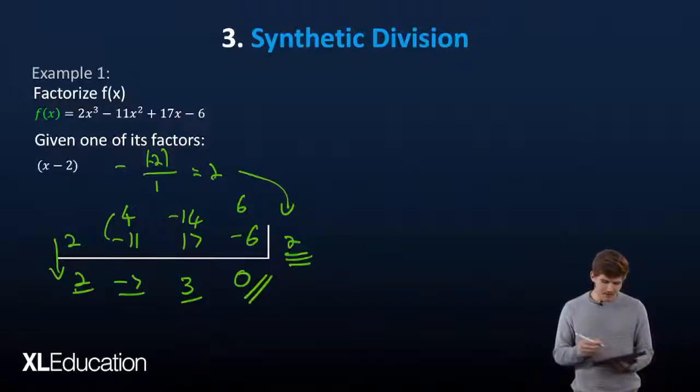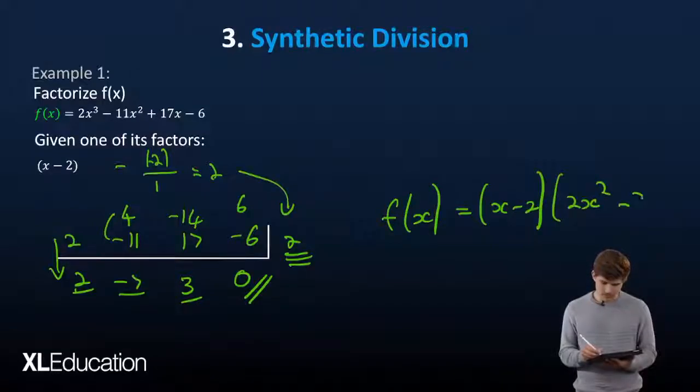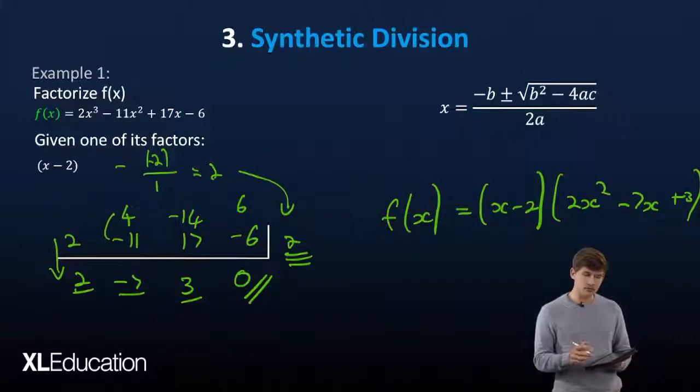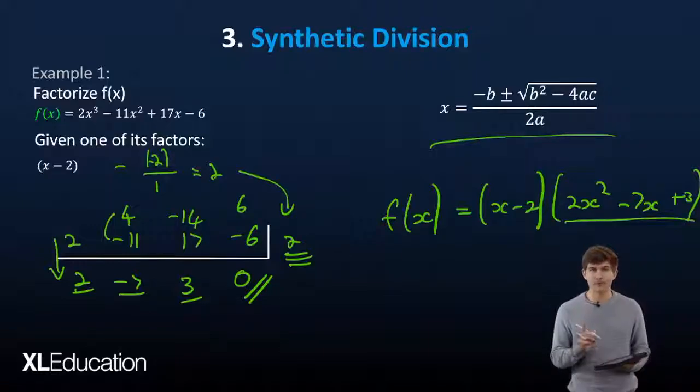So once we have that, let's rewrite it quickly in terms of f of x. So f of x now again equals x minus 2, as we were given that as a factor, times 2x squared minus 7x plus 3. And what you know, you factorize that again and you're at the end. So let's do a quick review. And remember, the quadratic function is what you're going to use to find the final factors for that function.